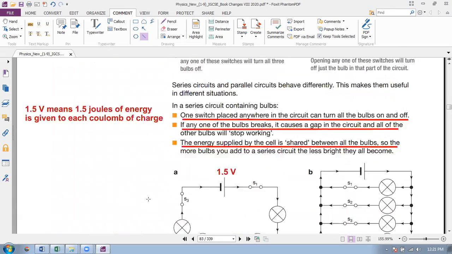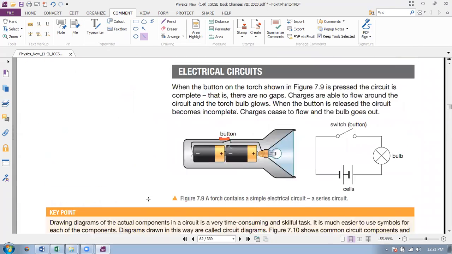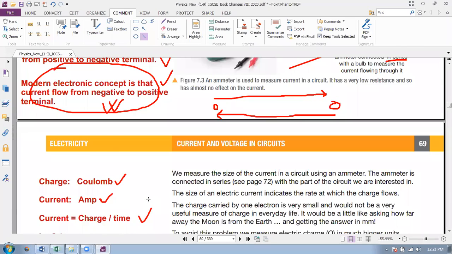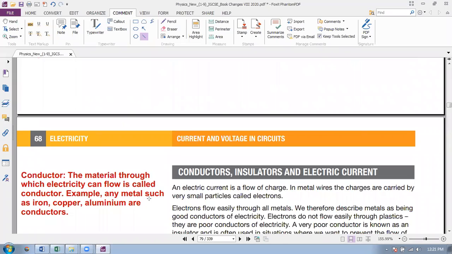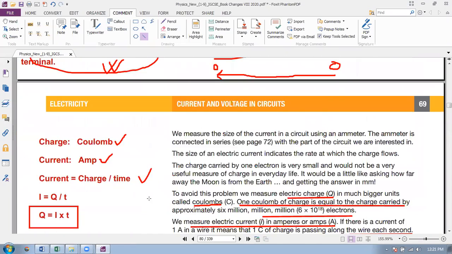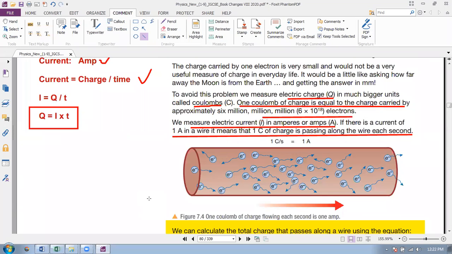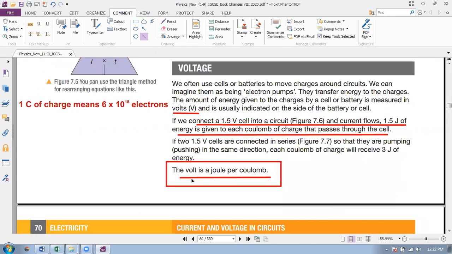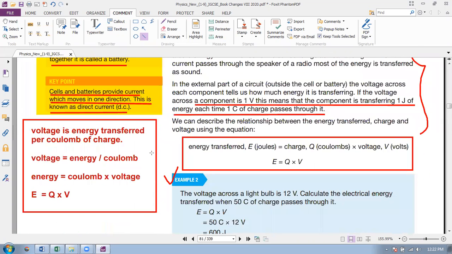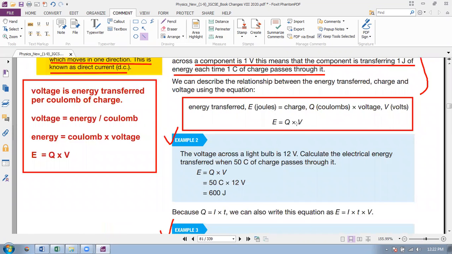So this is all about this chapter. We can review what we learned in this chapter. We learned at first electric conductors, insulators, and electric current. Then we learned the formula Q equals I T. Q is the charge, and 1 coulomb of charge means 6 multiplied by 10 to the power 18 electrons. We got another formula, E equals Q multiplied by V, and Q equals I T.